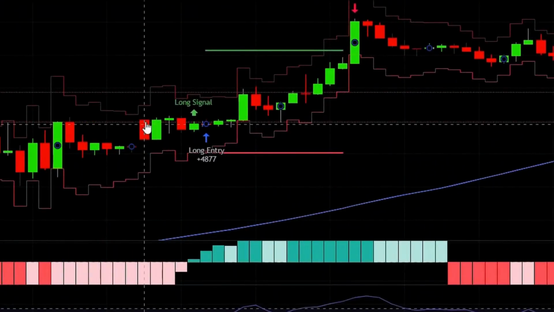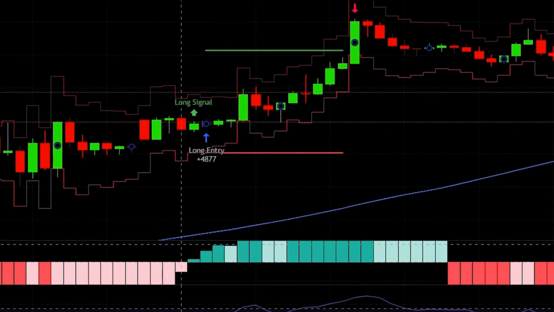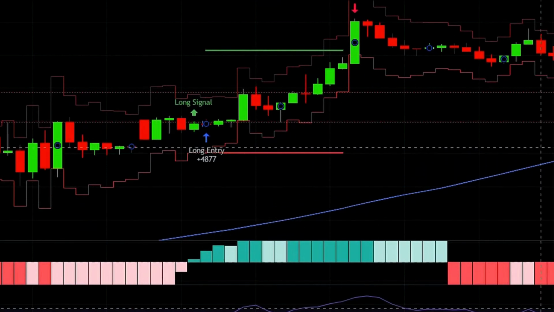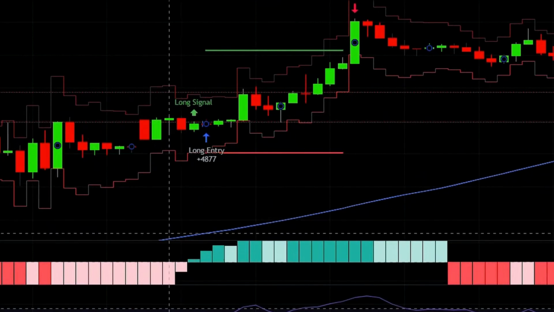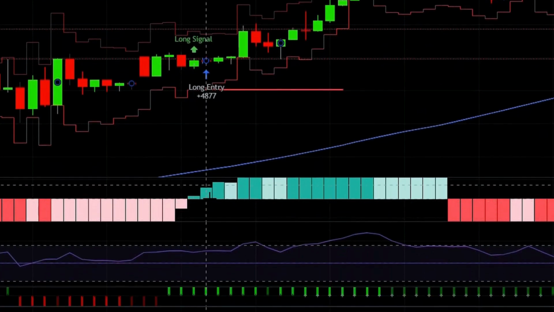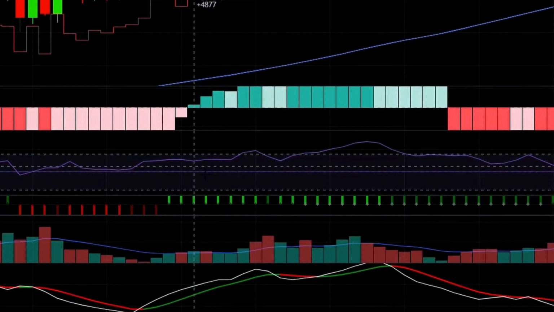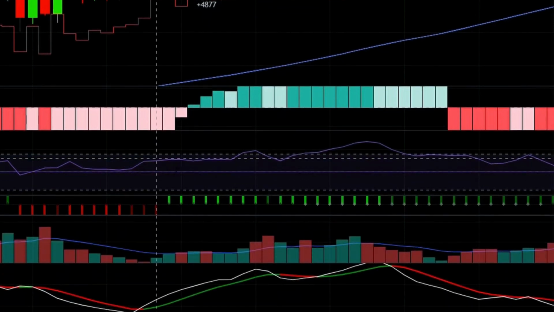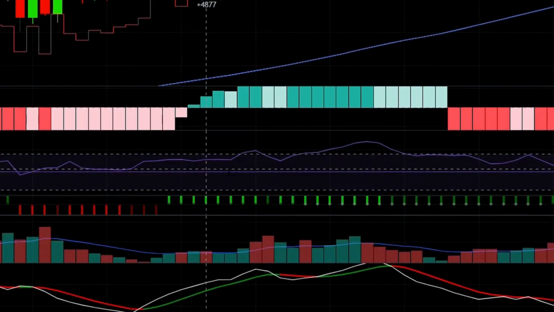For a valid long position, first we need to see the price moving above the moving average, which you can see right here. Then, what we need to see is a cross-up on the MACD, which is indicated by this color switch on the MACD histogram. The next condition for a long position is that we need to see the RSI moving above the 50 level. And as you can see, it does.